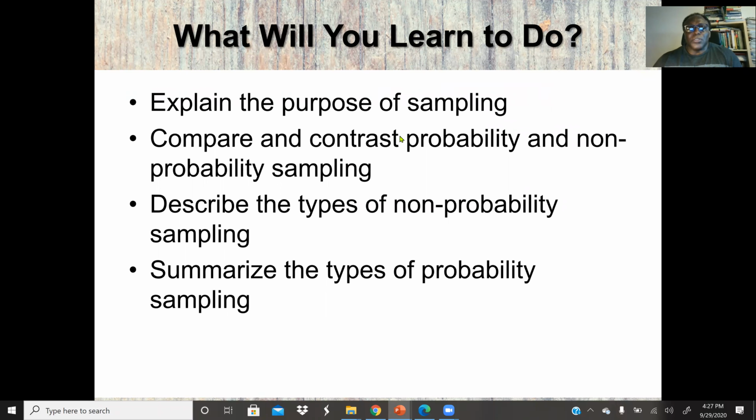So our main objective is to explain the purpose of sampling, also compare and contrast probability and non-probability sampling. We're also going to describe different types of non-probability sampling and summarize the types of probability sampling. So again, these lectures focus on sampling in a research process. And also we are going to cover both probability and non-probability sampling.